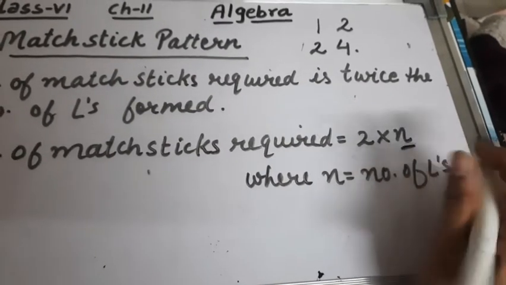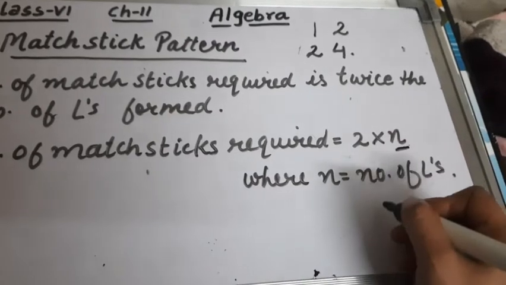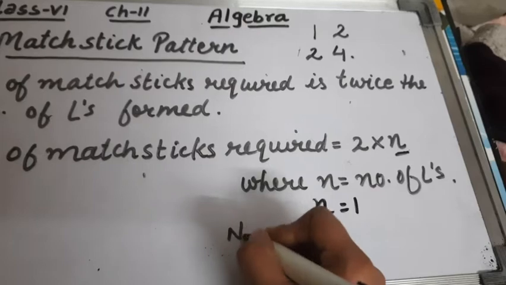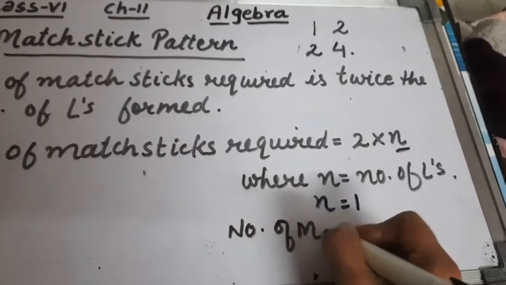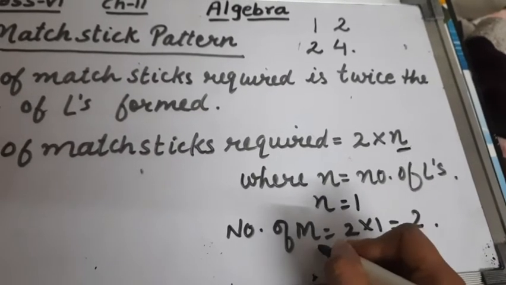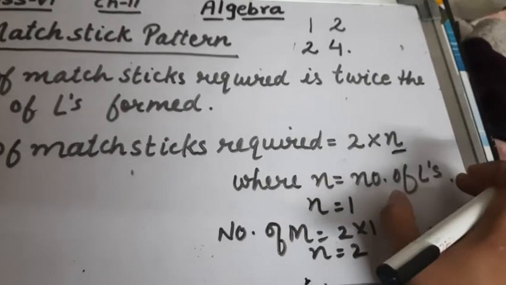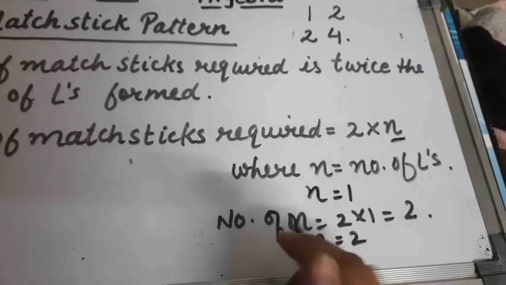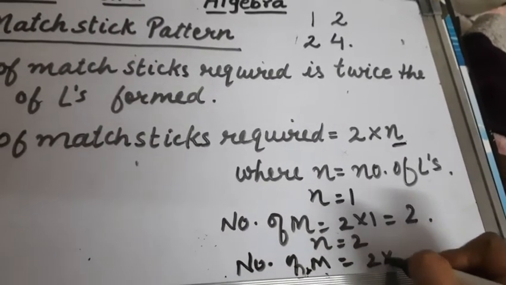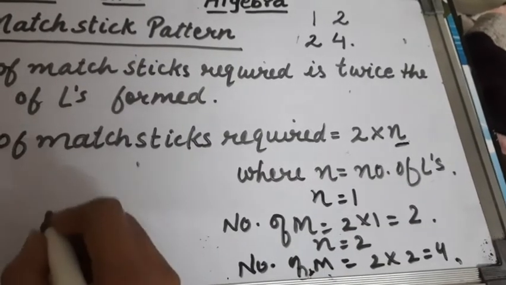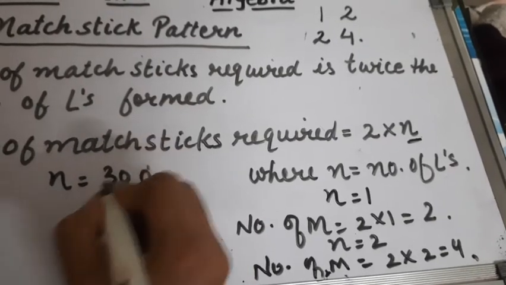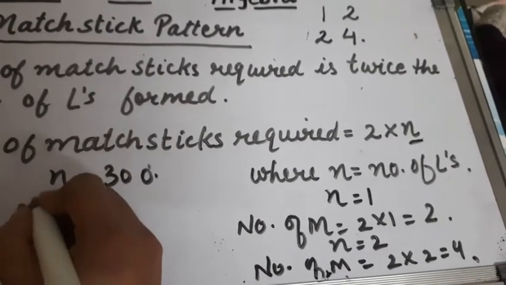Okay, what is n here? Number of L's. When n is 1, then the number of matchsticks required is 2 multiplied by 1, which is 2. When we take n as 2, what is n here? Number of L's. When our L's are 2, how many matchsticks will there be? 2 multiplied by 2, this is 4. When our L's are 300, how many matchsticks will we need?